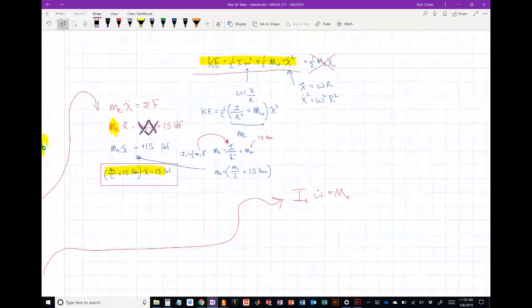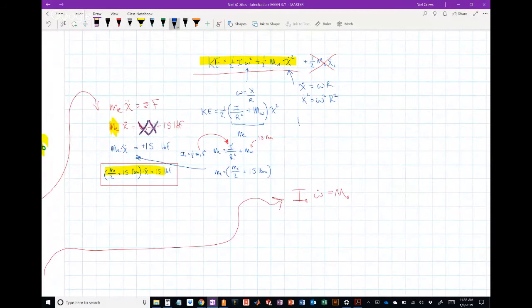So now we look at our kinetic energy equation. Kinetic energy equals 1/2, and we can factor this all out: I plus mass of the weight times r squared, times omega squared. So we see this is in that form, so we know that our effective inertia is that right there. So we can come on down here and plug this in.